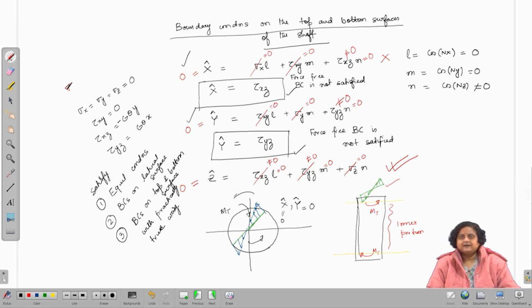So, with this I will end this lecture. In the next lecture, we will move on to torsion of non-circular shaft and we will see how it is different from the torsion of circular shaft.